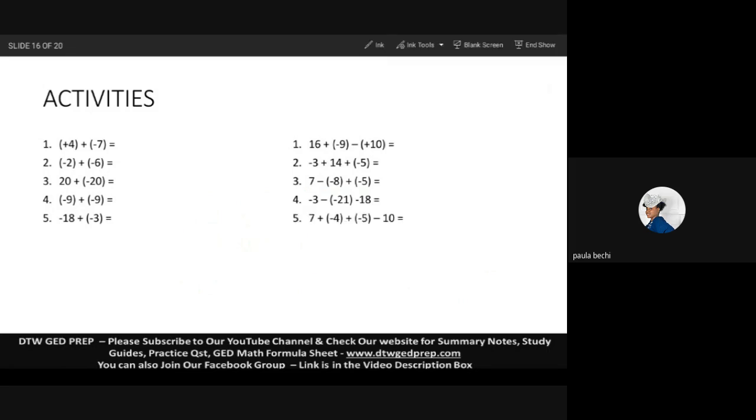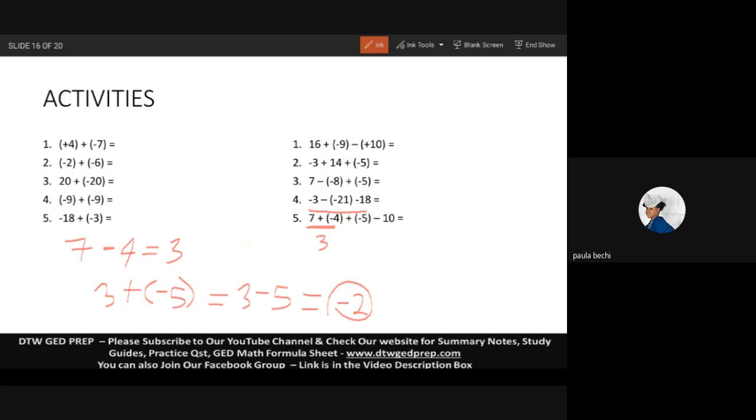The fifth one, like we said, you can do it 2 by 2. If we pick these two, we have 7 positive negative gives you negative 4. So that gives you 3. Then we pick that 3 and add negative 5. Positive negative is negative, so we have 3 minus 5. 5 is bigger, so this gives us negative 2. So we have simplified the whole of here to be negative 2.